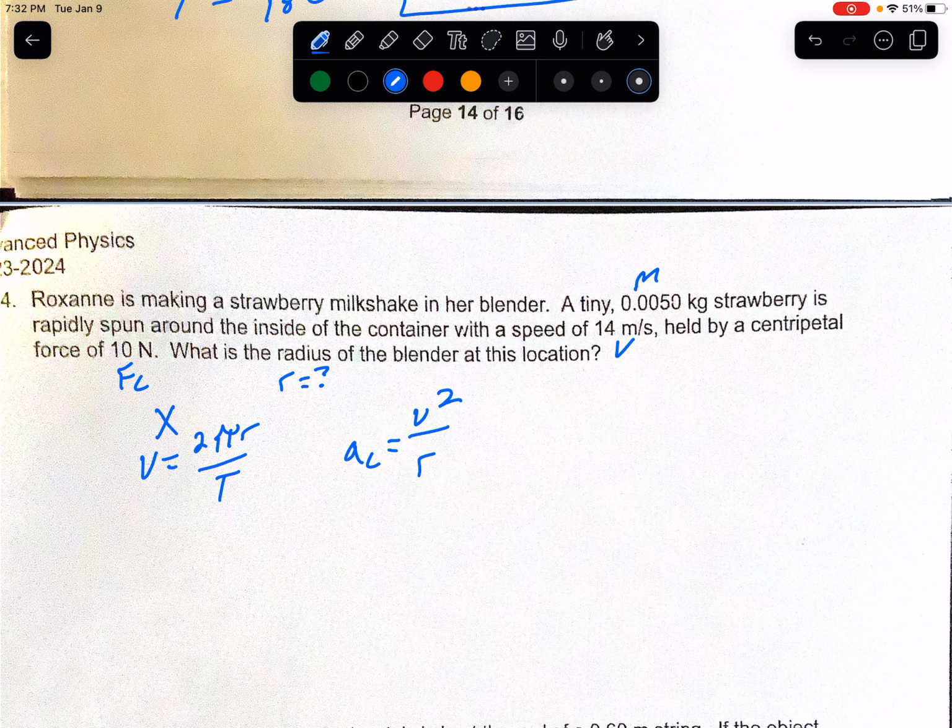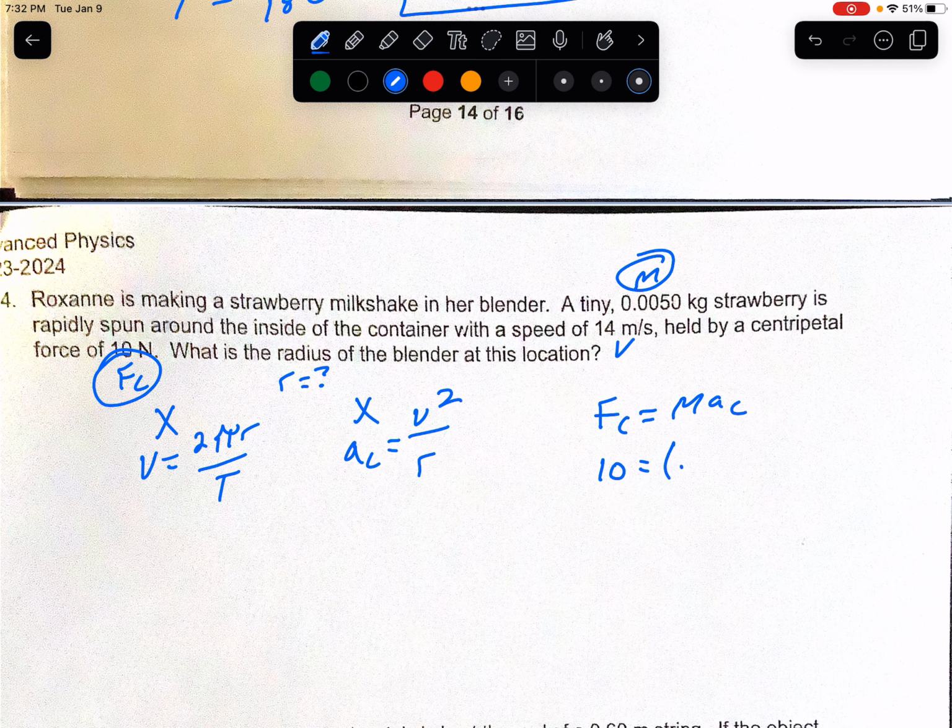AC equals V squared over R. Do I have an AC? No. Do I have a velocity? Yes. So I really can't use this one either. That means I'm missing something from one of these equations. I need to either find T or find AC to help me out. Now, if you notice, I gave you FC, force, and I gave you mass. If you look at your third equation, FC equals mass times AC, a good hint is that anytime I give you enough to do an equation, you're probably going to need that. So I can plug the 10 in here for FC.